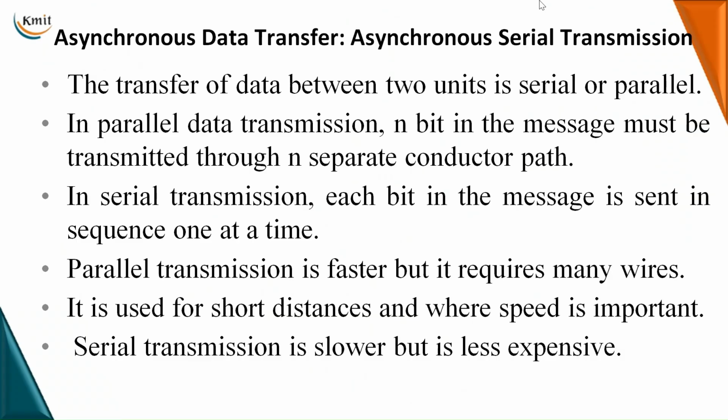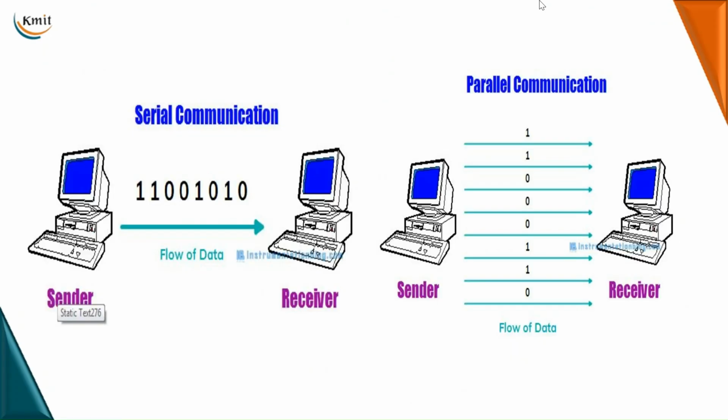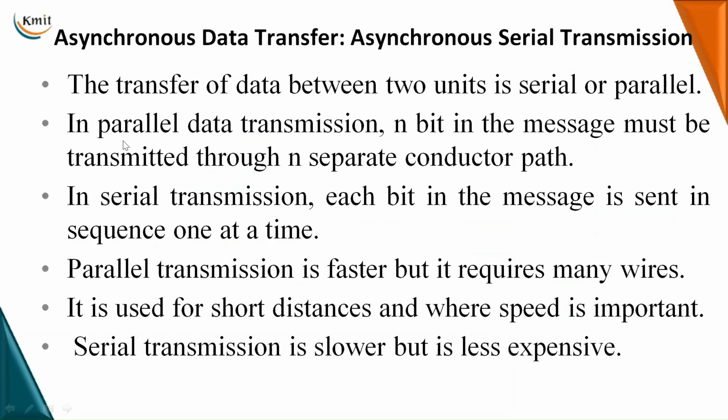If you see the difference, in serial communication, an 8-bit piece of information has to be communicated only in a serial manner, bit by bit. Whereas in parallel communication, the 8-bit message can be transferred between the sender and the receiver through 8 parallel lines at the same point of time. So this is the difference between parallel communication and serial communication.